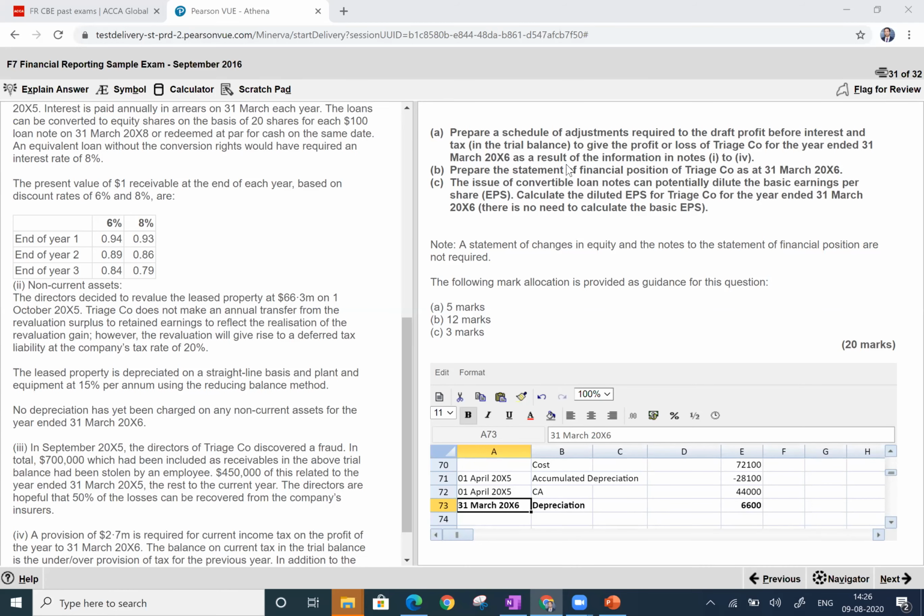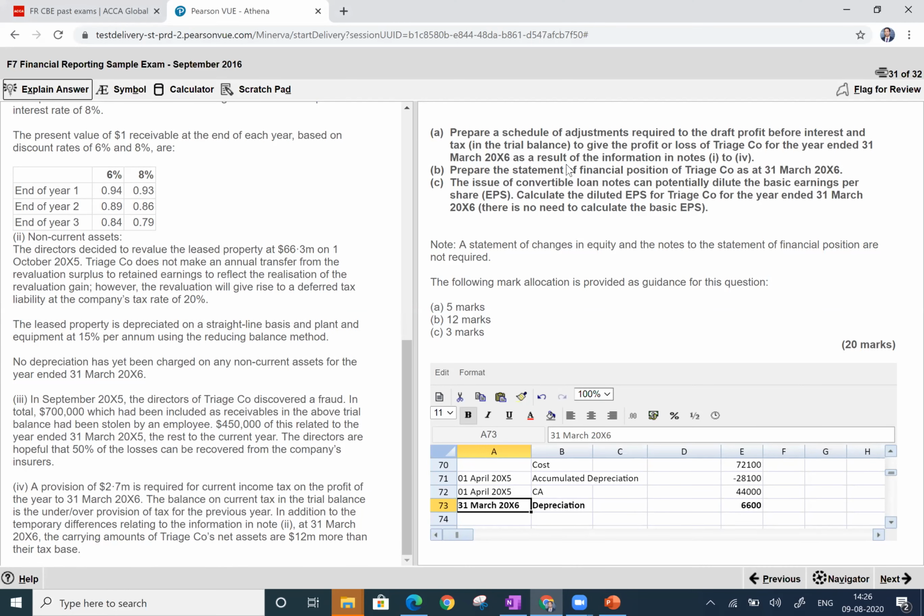Okay, so now adjustment number 2 is also over. What is adjustment number 3? Then there is adjustment number 4. That's all. In September 20x5, directors of Triage Company discovered a fraud. In total, $700,000, which had been included as receivable in the above trial balance, was stolen by an employee in September 20x5. So during the year itself, there was a fraud detected by the management.